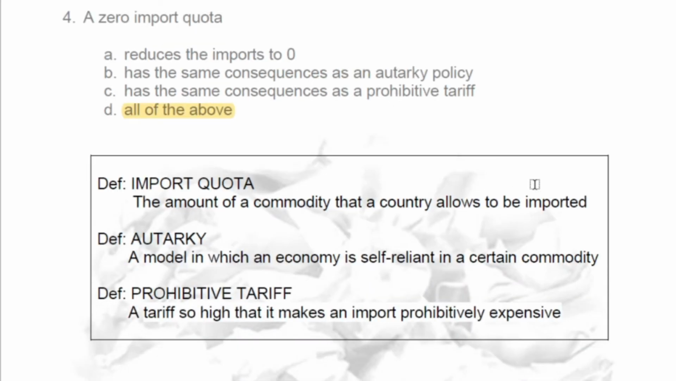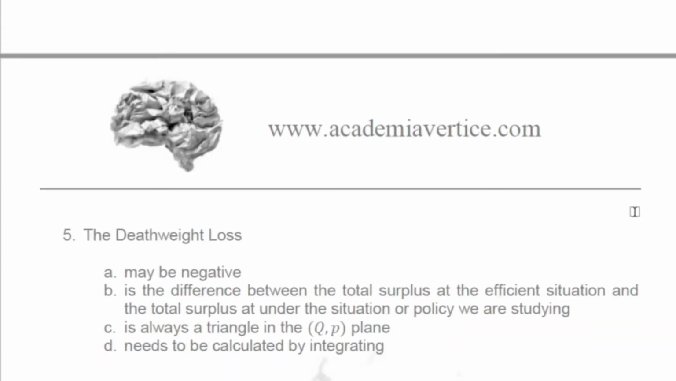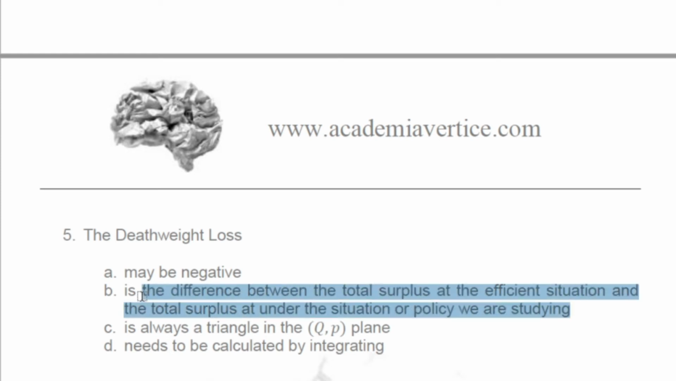Okay, so all of the above. I wrote you here the definitions of the concepts that appear in this question: import quota, autarky, prohibitive tariff. Okay, here you can see them if you want them. Then more, the deadweight loss. The deadweight loss may be negative. Of course not. Here's the difference between the total surplus at the efficient situation and the total surplus under the situation or policy we are studying. Yes, that's the definition I usually give you, so that's the correct one.